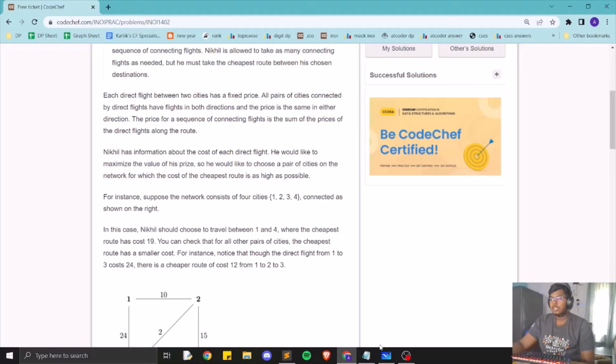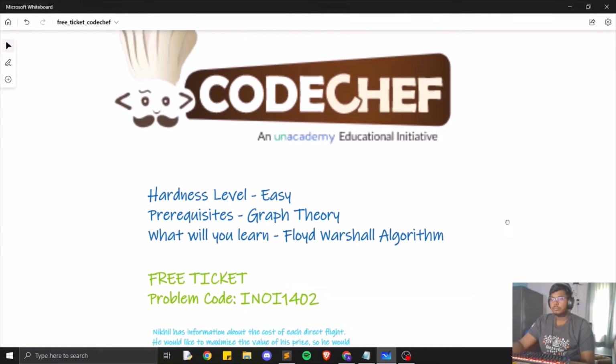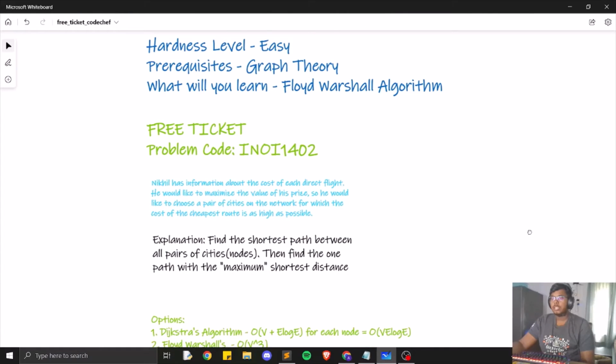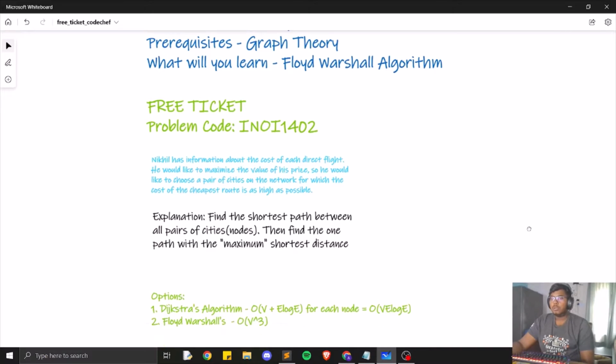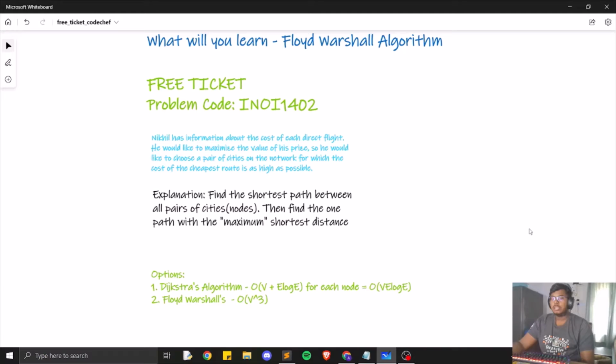So now let us start the explanation. We need to find the shortest path, that is the shortest weight, between all the pairs of cities, and then print the one with the maximum shortest distance. So for finding the shortest distance, we know an algorithm known as Dijkstra's algorithm, whose time complexity is O of (V plus E) log E. So we can use Dijkstra's algorithm as well.